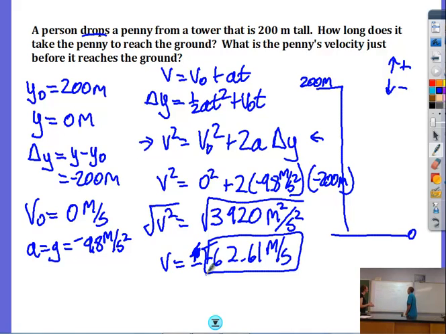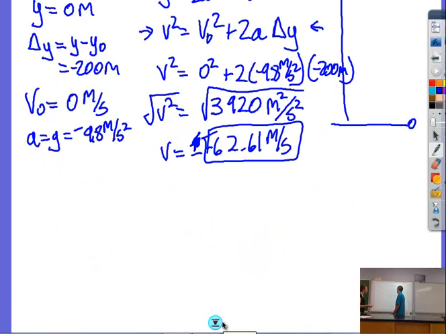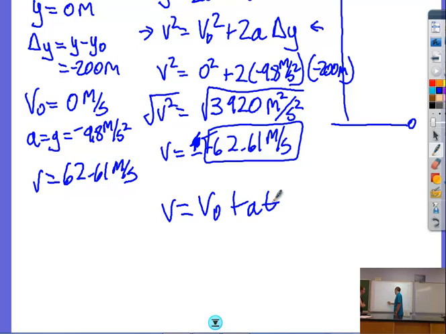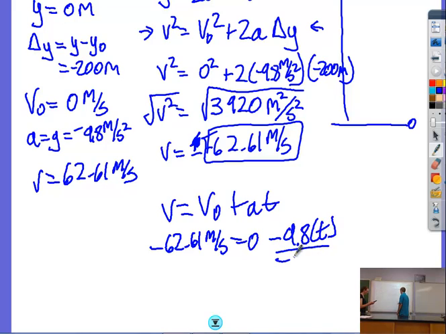All right, we got the last question answered. And the last question, so now we're going to go back to the first one. How long does this take? Now, we could technically use the first equation if we want, because now that we know the final velocity, it might just be easier to just use the first equation. So I can say v equals v naught plus at. So negative 62.61 meters per second equals 0 plus a negative 9.8 times t. So divide both sides by negative 9.8. And I got 6.39 seconds. It's positive, that's good. All right, can't go backwards in time.